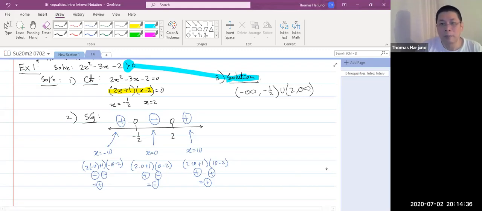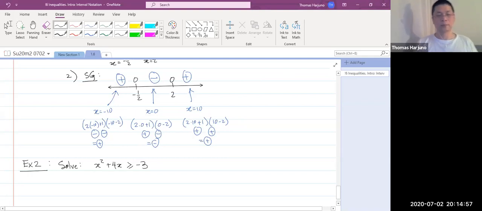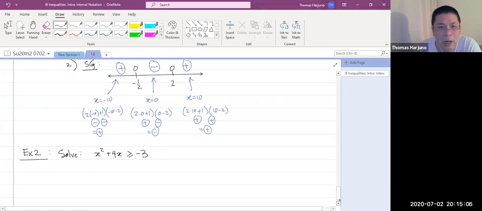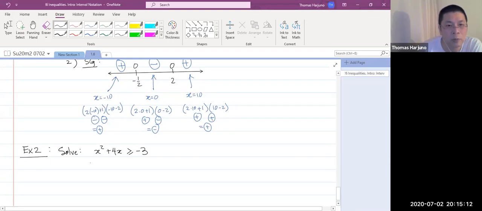Now, let's see what happens if we have this thing. Example 2, solve, let's say, x squared plus 4x greater than or equal to negative 3. Now, remember we want to do a sign graph, right? We want to do a sign graph such that the other side has to be 0 for us to decide if this side is positive or negative. So let me modify this first, it becomes x squared plus 4x plus 3 greater than or equal to 0.